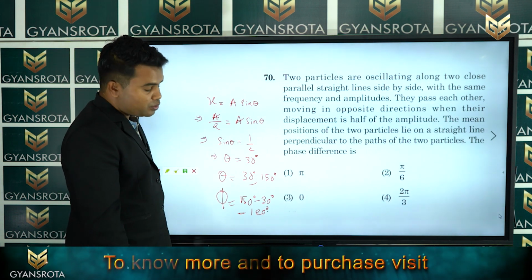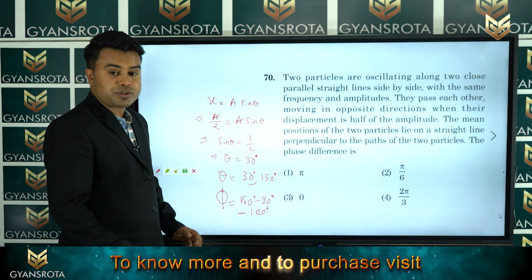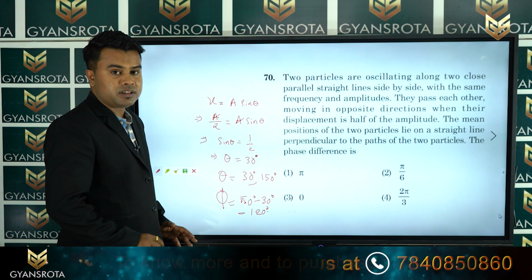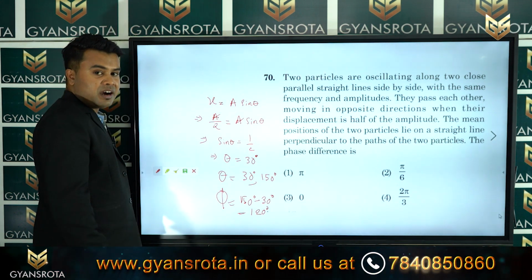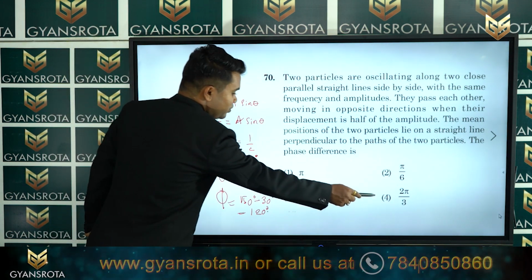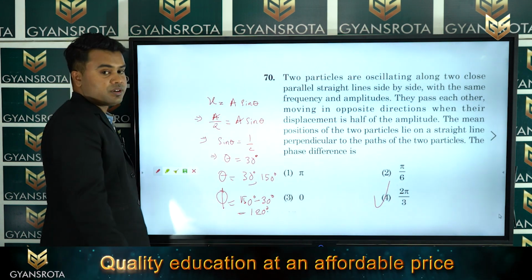Now you see which option would be the correct one. If you see option number 4, that is 2 pi by 3, 2 into 180 divided by 3, then it will come out to be how much? 120 degrees. So option 4 is your correct answer.